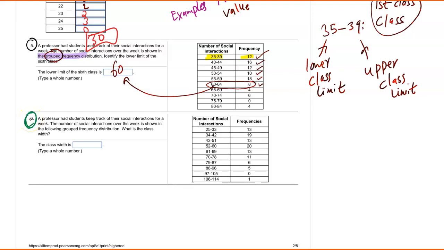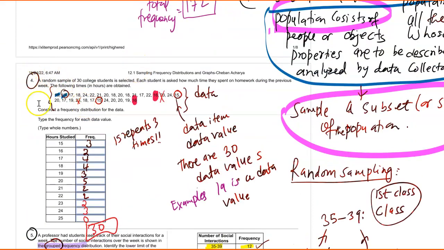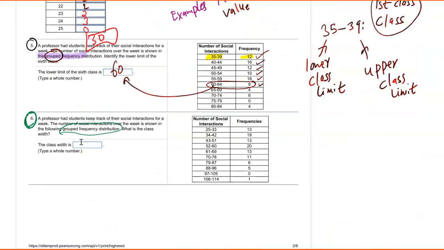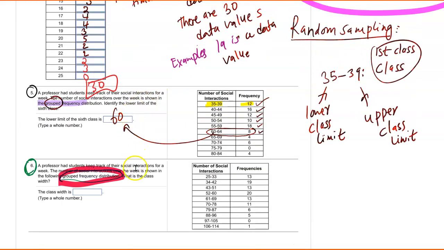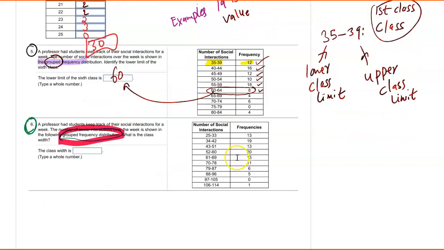Question number 6. The professor had students keep track of the social interaction for a week. The number of social interactions over the week is shown in the following grouped frequency distribution. Again, this is similar to question number 5. It's also a grouped frequency distribution. Remember that question number 4 is called just frequency distribution, but this is called grouped frequency distribution. And the question is, what is the class width?